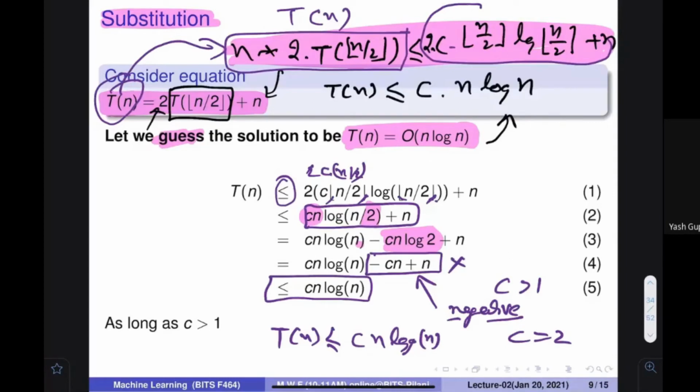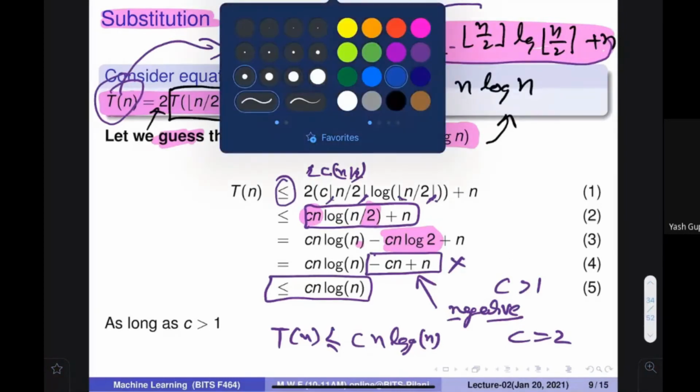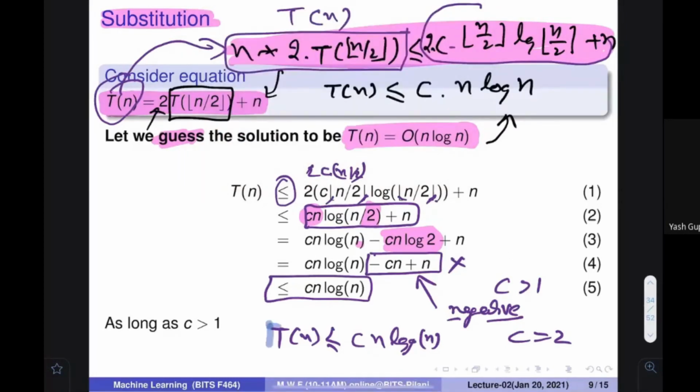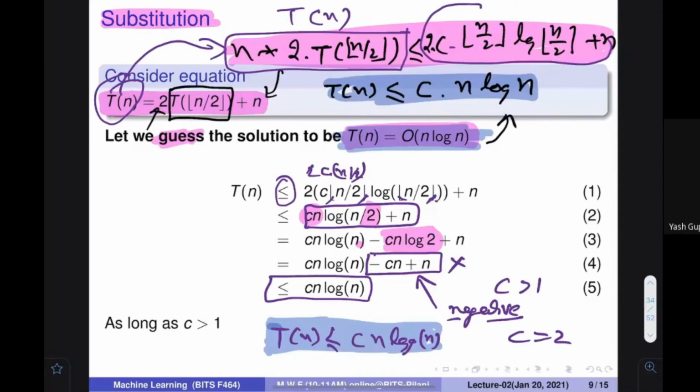So ultimately, the last part, and that is a very important part, is that we have reached the same formulation by which we started. Tn is greater than... this is what we assumed when we started. This is what we started from. If we reach the same thing, then we say that my guess was right, and this is what the solution is. So what is the solution?